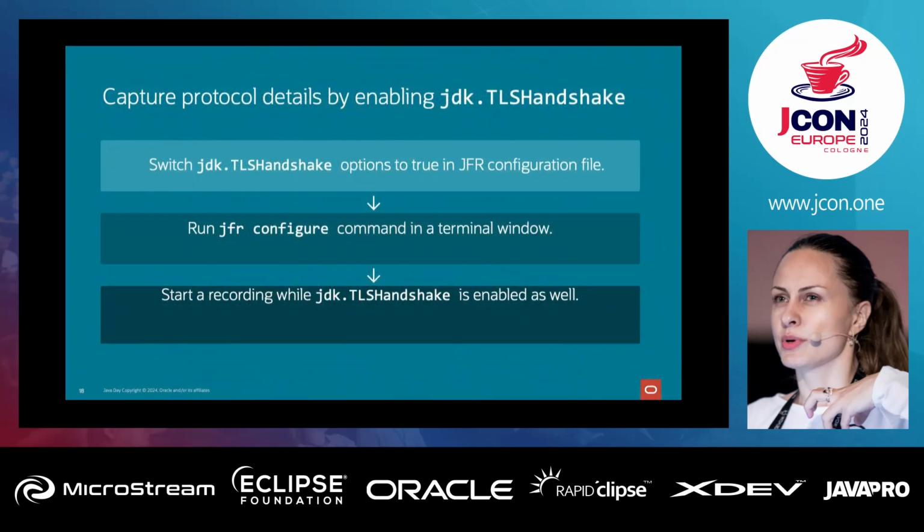So to capture protocol details within the JDK TLS handshake and leave the logs aside, you can always switch the JDK TLS handshake option to true in the JFR configuration file. Then you can do this by running the JFR configure command, for example. So this is what you have to run there. Now, in this case, you see that's enabled set to true.